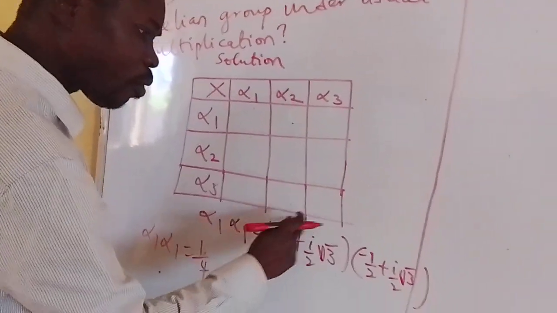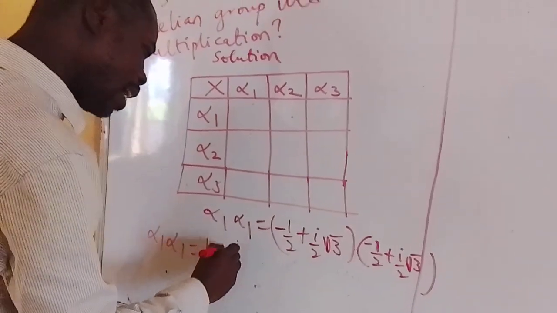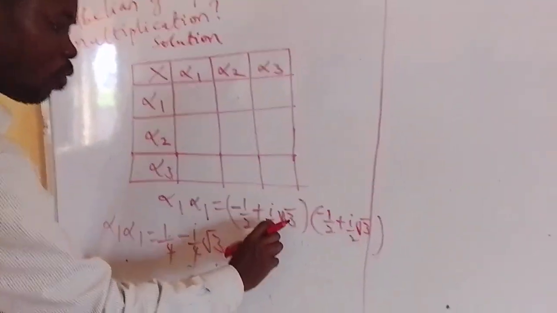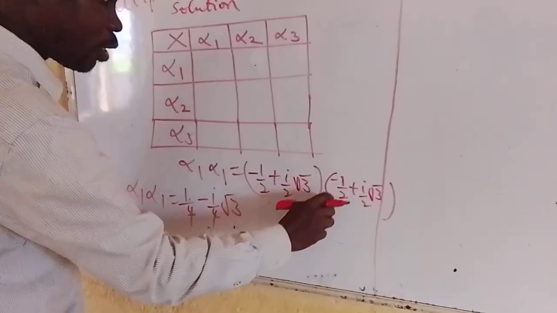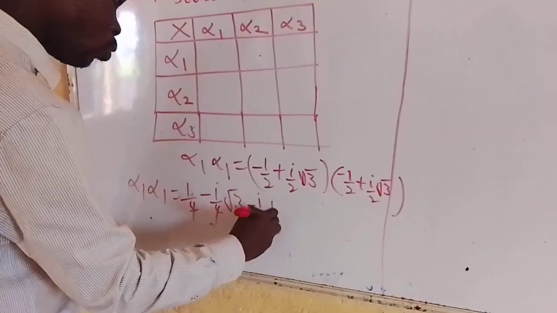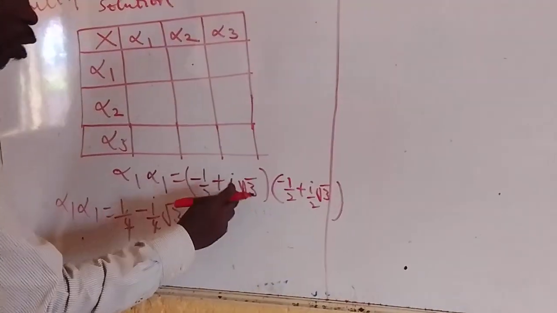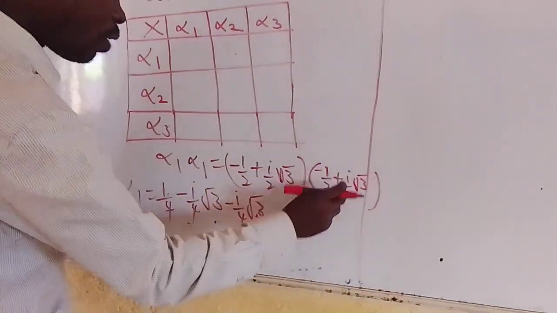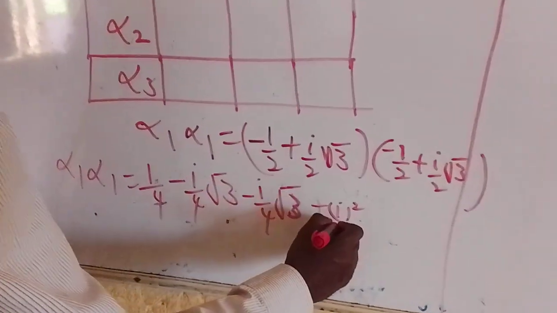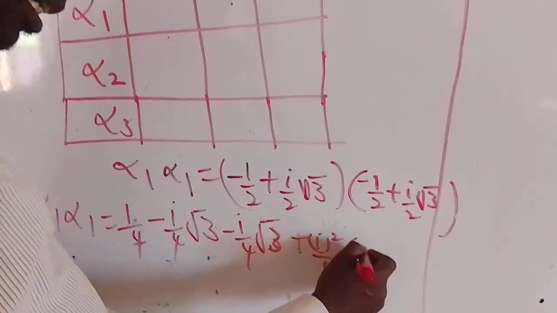Then minus half times I over 2 root 3 will be equal to minus I over 4 root 3. Plus I over 2 root 3 multiplied by minus half will give us minus I over 4 root 3. Just the normal expansion. Then the last one, I over 2 root 3 multiplied by I over 2 root 3. So I have plus I squared over 4, because 2 times 2 is 4. Then root 3 times root 3 is 3.